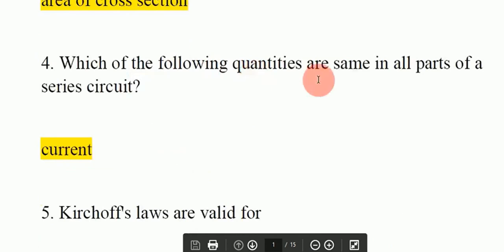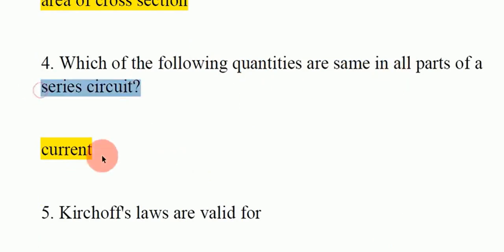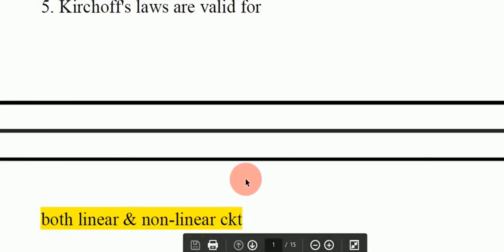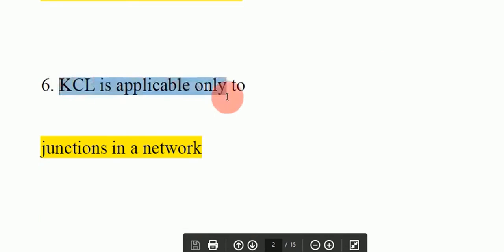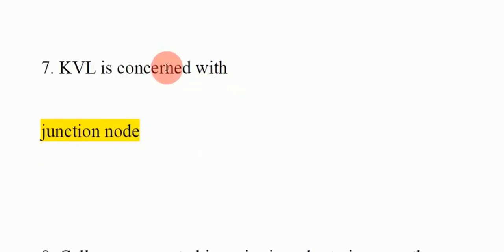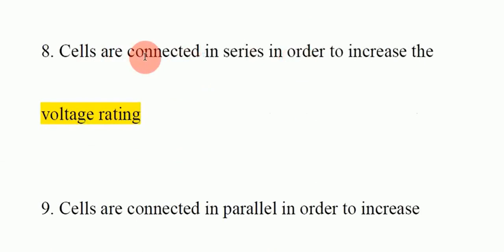Which of the following quantities are the same in all parts of the series circuit? It is simple, that is current. Kirchhoff's law is valid for both linear and non-linear circuits. KCL is applicable to a junction in a network, and KVL is concerned with loops. Cells are connected in series in order to increase voltage rating.